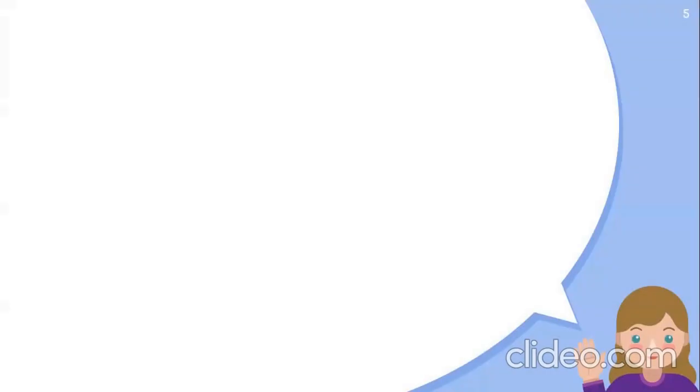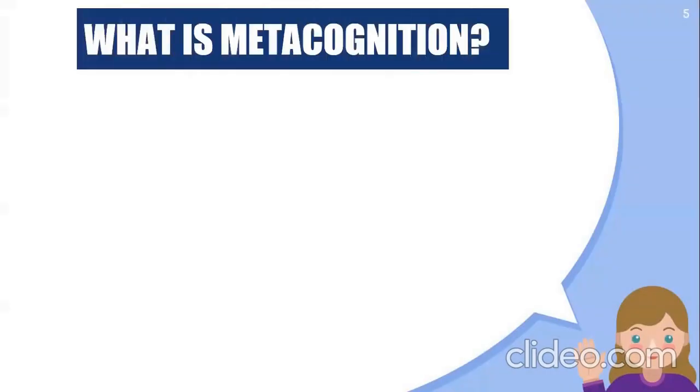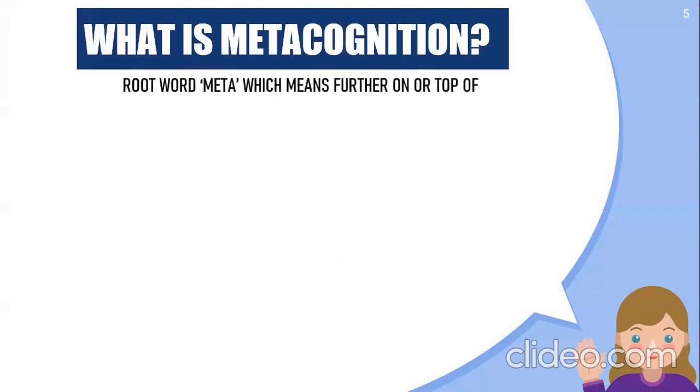Let us now go to the process of metacognition. According to the dictionary definition, the root word is derived from meta, which means further on or on top of. Now it means that metacognition is a higher order skill, that is, it is on top of cognition, and therefore this skill needs to be taught to the learners.